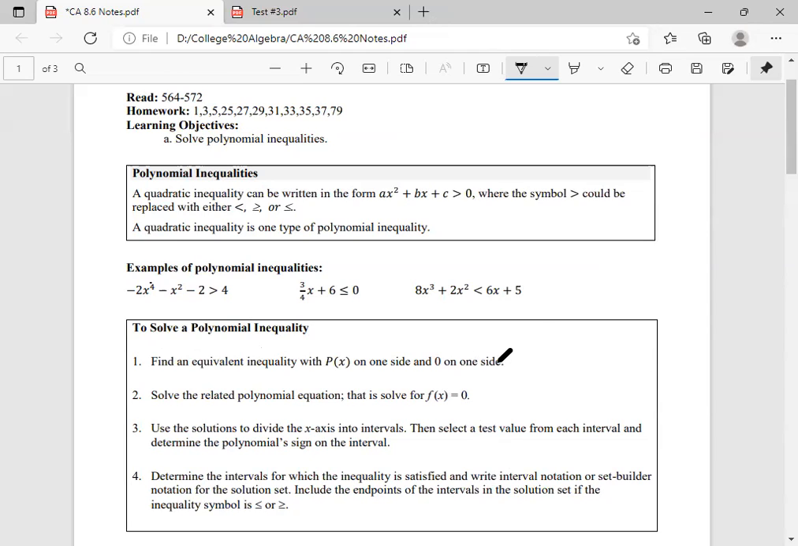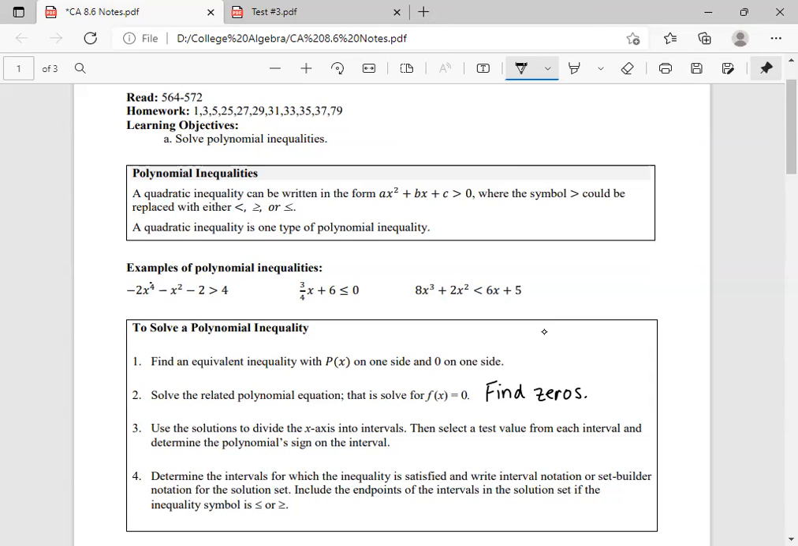That's the first step. The second step is we're going to solve the related polynomial equation, that is solve for f of x is equal to 0. Okay, and I can say this until I'm blue in the face, but that means that we are finding the zeros. That is the whole goal here. We're finding the zeros. So we can either do that by factoring, or we can use our calculator, that quad program, most of the time to find the zeros.